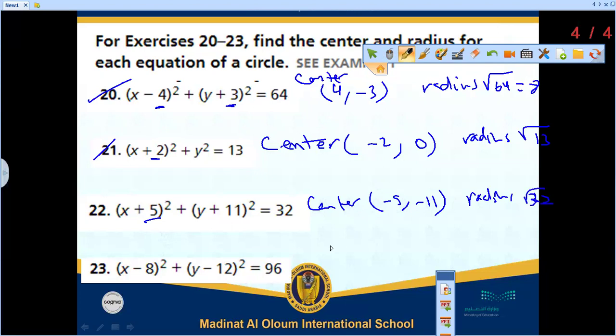The last one. Center and radius. This one by calculator, by the way, it's 4 radical 2. Okay. The last one, my center, it's 8 and 12. Change x, change y. My radius, radical 96, which is 4 radical 6. Okay, guys, let's proceed.